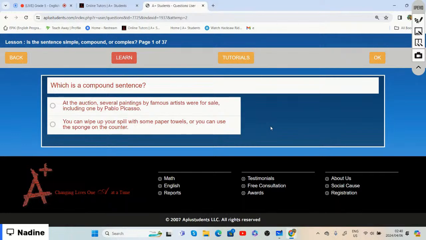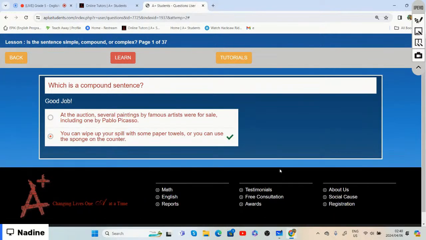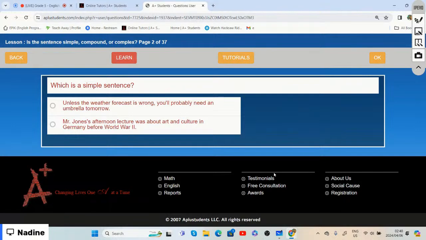All right, then if we choose the correct option, we can go with the second option, right? Because it says you can wipe up your spill with some paper towels, or, a conjunction, you can use the sponge on the counter. All right, great job. Great job.